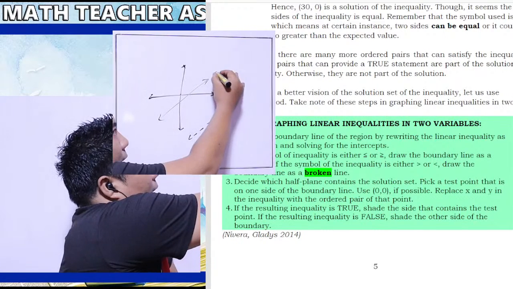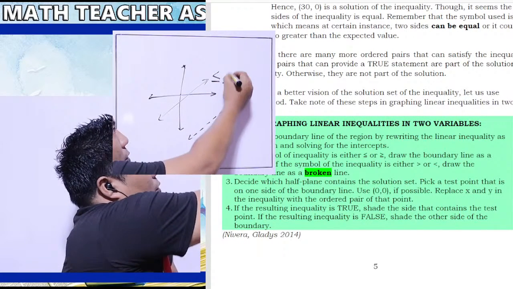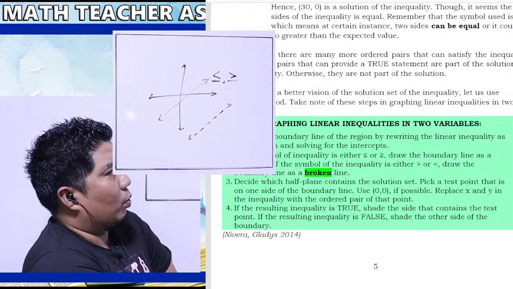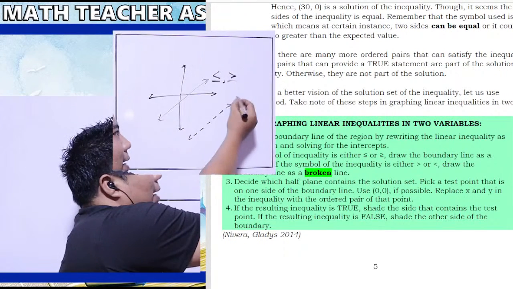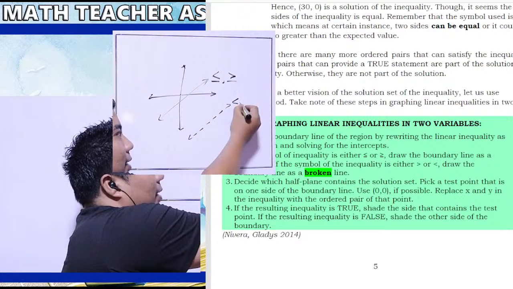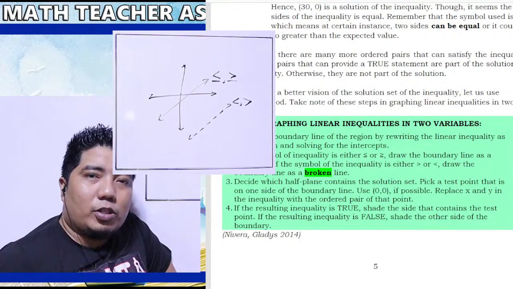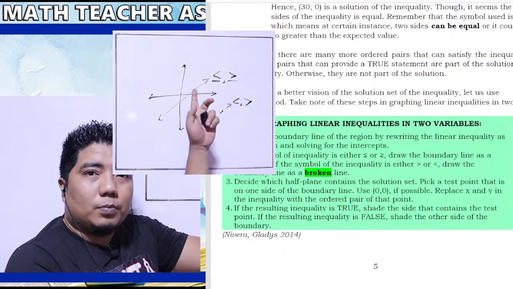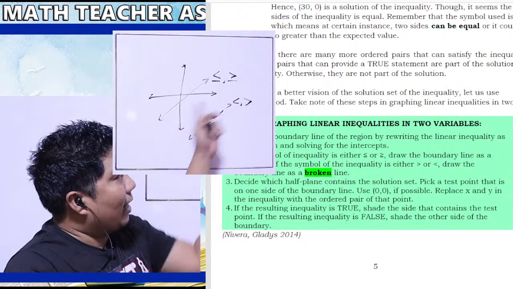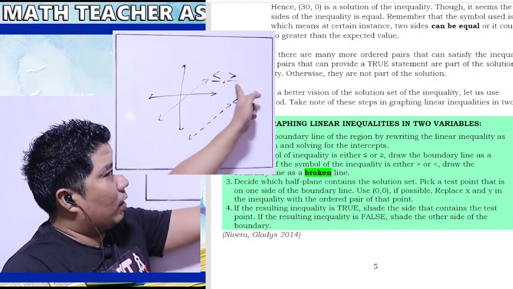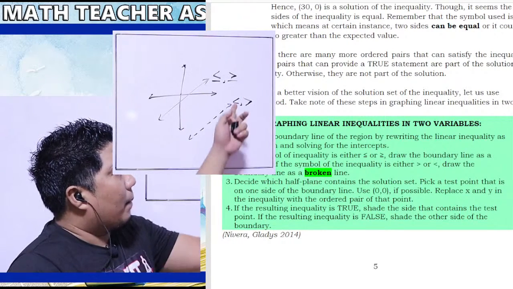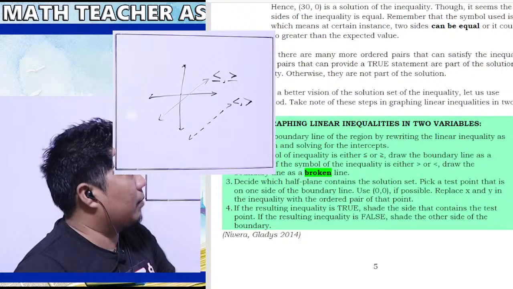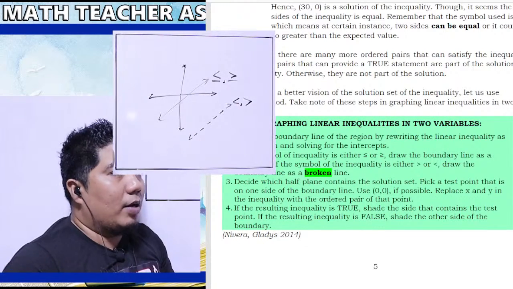Solid siya kapag ang symbol ay greater than or equal to or less than or equal to. Broken line naman kapag less than or greater than. So I hope that is clear, my dear math learners. Solid line, yung merong or equal to na inequality symbol. Pag broken line, wala siyang or equal na symbol, instead yung greater than or less than lang.